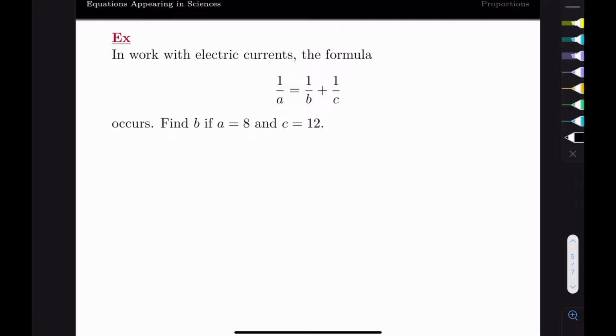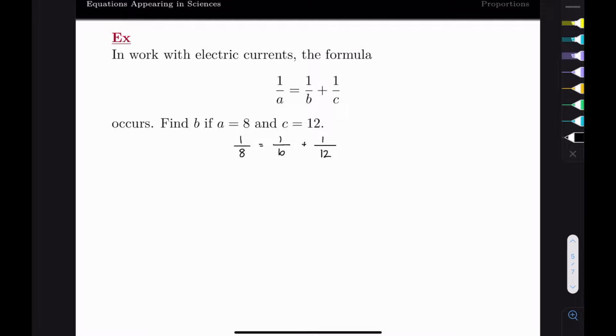So before we get to proportions, let's do one more example working with these kinds of formulas. When you're dealing with any types of electrical currents, dealing with voltage, this formula often appears. What we want to do, based on these two values, if A is equal to 8 and C is equal to 12, is figure out what this value of B needs to equal. So I want to plug in those given values. A is 8. B, we have absolutely no idea, and C is going to be 12.